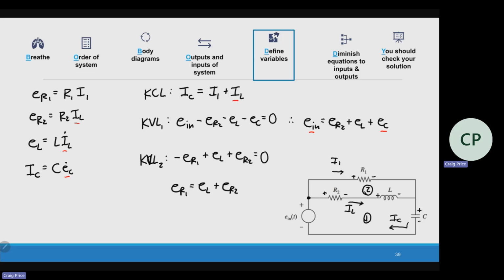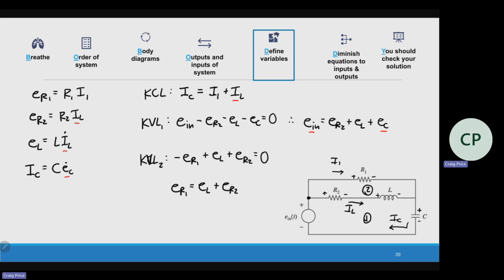I'd probably start with KVL1 is a good idea because it's got 2 of them. I could start with KCL. It's kind of up to what we think. But we have options. It doesn't matter where you start. We should end up at the same potential final answer, final transfer. Any preferences? KVL1? Great. So the next slide, I'm going to start with KVL1.